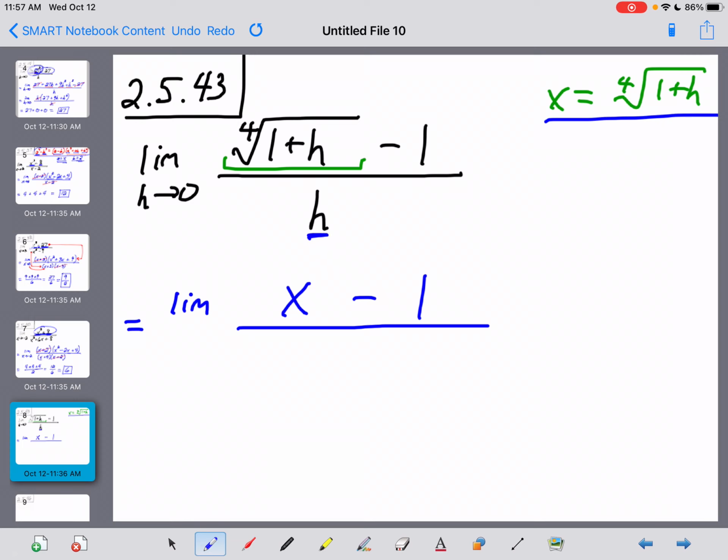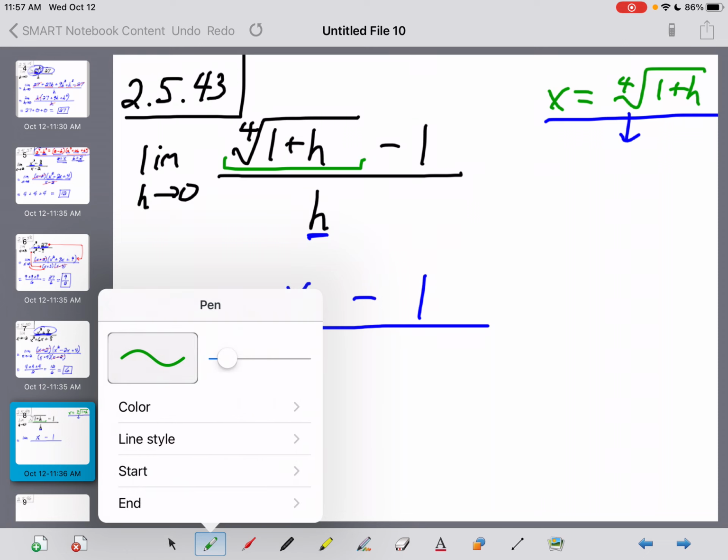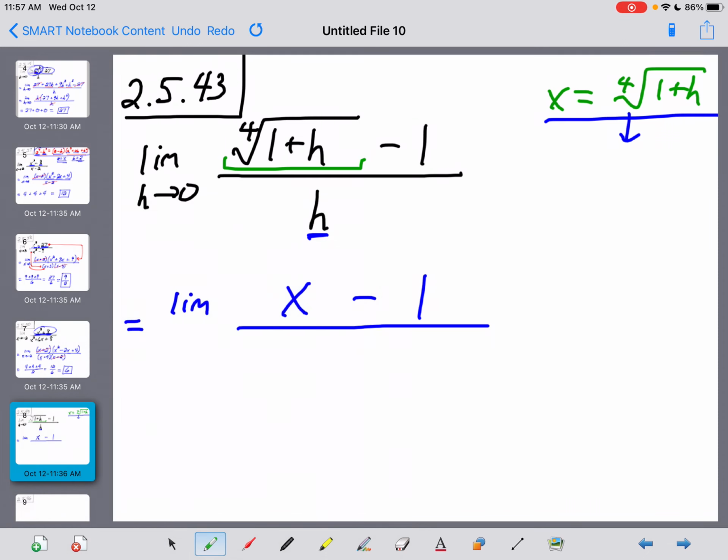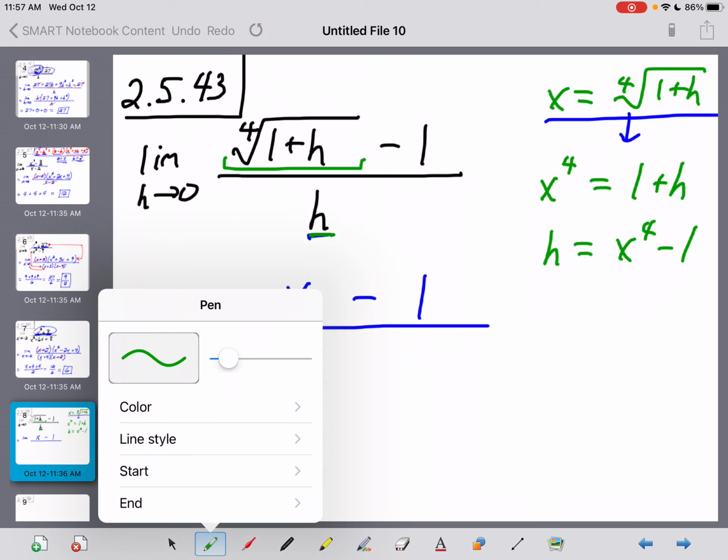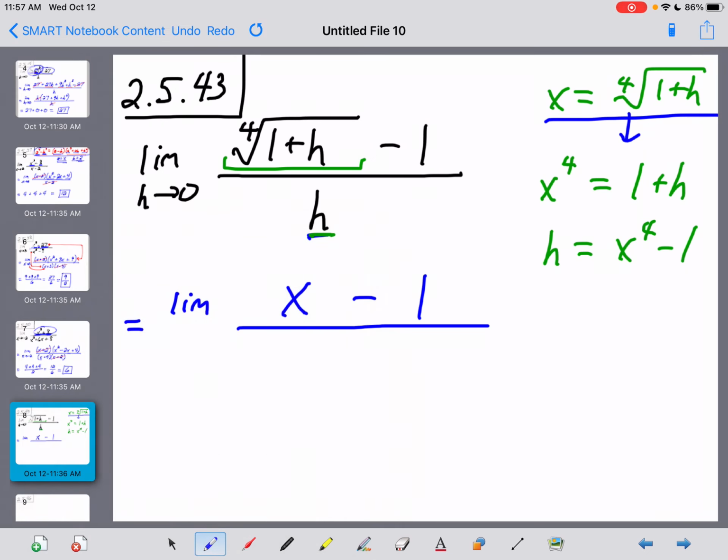All right, we're going to see what we can do to express that h in terms of x. So I'm going to do a little algebra on what I have right over here in green, trying to solve this equation for h. The first thing I would do is take both sides to the fourth power. x to the fourth then would equal, and the fourth power and the fourth root cancel each other out, and that's just a 1 plus h. And now I'll subtract the 1 from each side and get h is equal to x to the fourth minus 1. That was my denominator, h. So I can now replace that h with x to the fourth minus 1. Okay, x to the fourth minus 1 would go right over there.